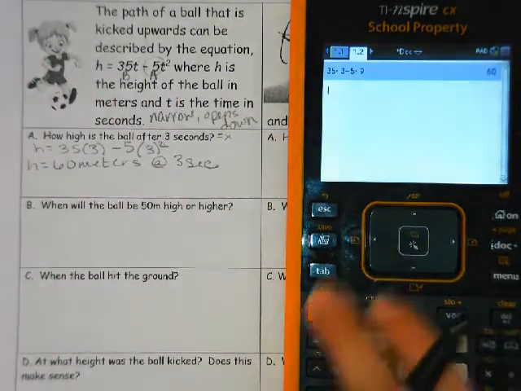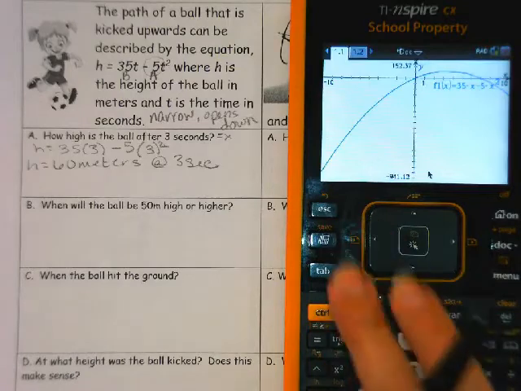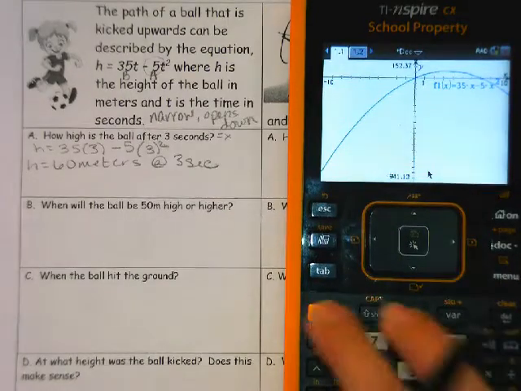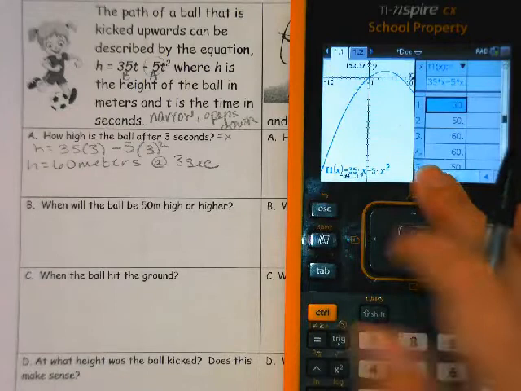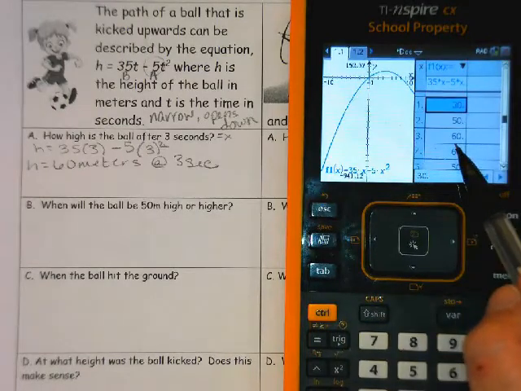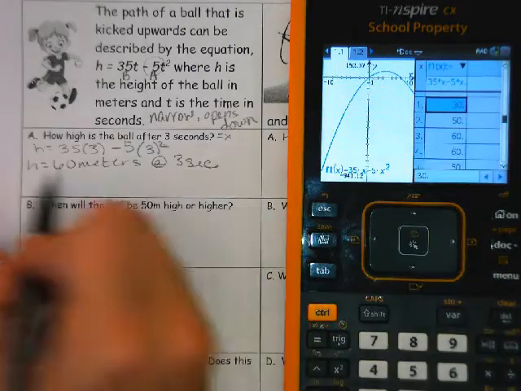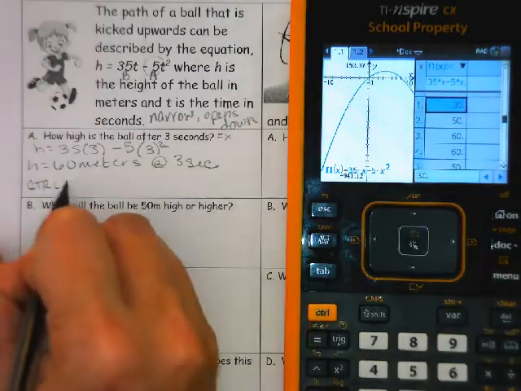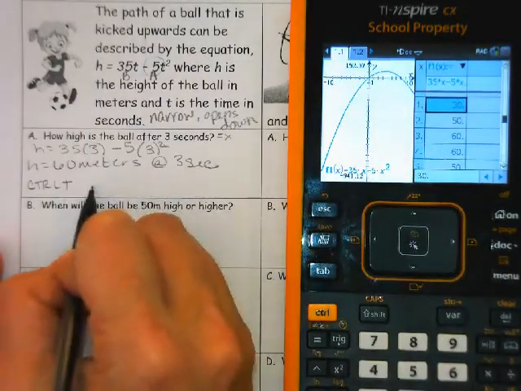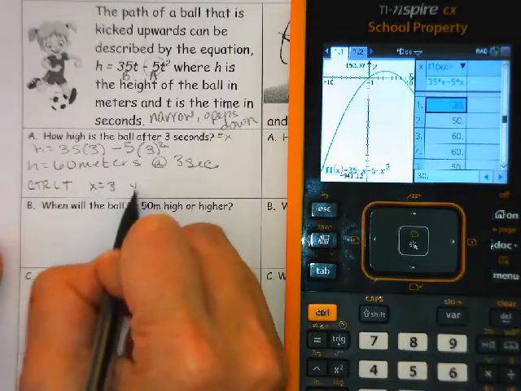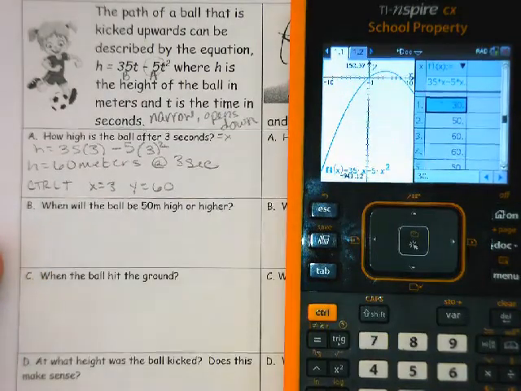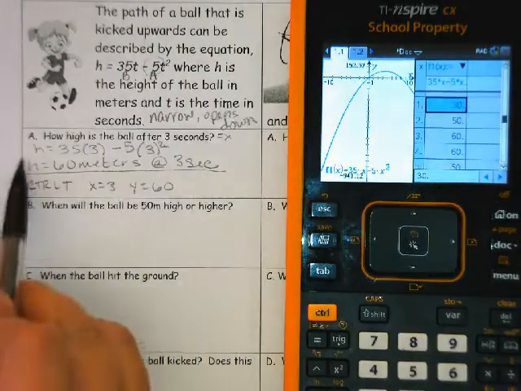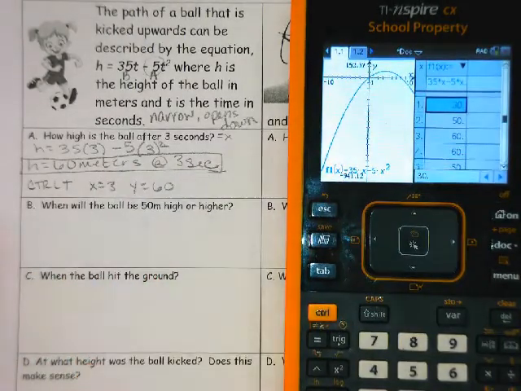Is there another way we could do this? What are you thinking? Yeah, we could go back to our graph. We've already put it in. And we could say Control T, time in seconds is 3. Look right there, 60. So we did do it correct. So your other option is Control T, x equals 3, and we can see that y equals 60. All right, so not difficult. Now you do have to make sure you know what you're looking for there.